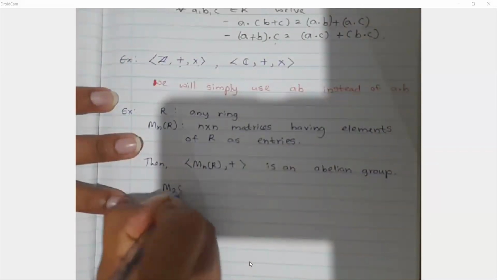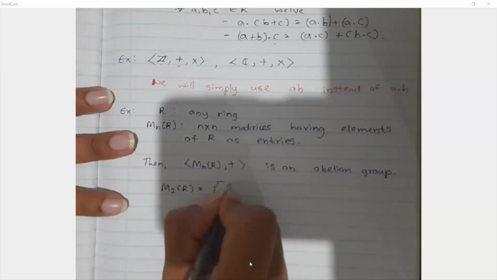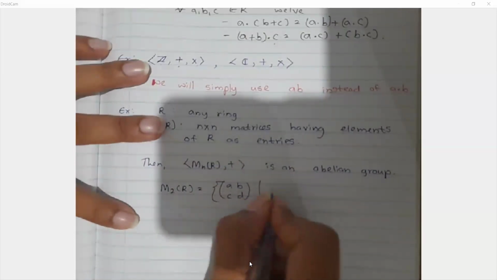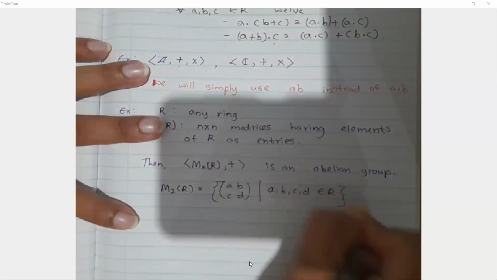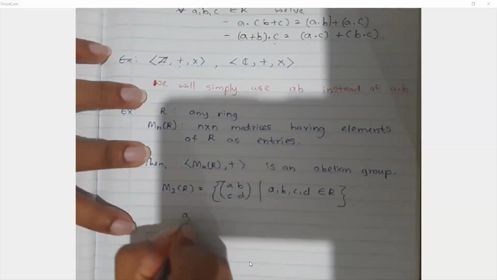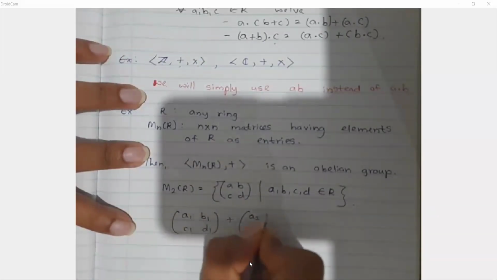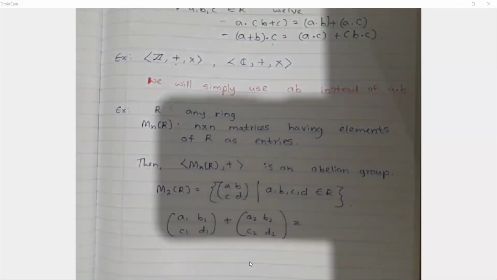If we take M2(R), this is an example now. It contains elements of the form A, B, C, D. It contains all order two matrices where A, B, C, D come from R. R is any ring, right? Now you add the two matrices containing elements A1, B1, C1, D1 and A2, B2, C2, D2. Once again, A1, B1, all these entries come from R, which is some ring, right?